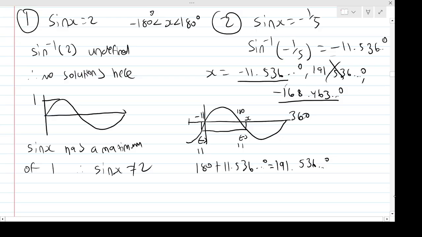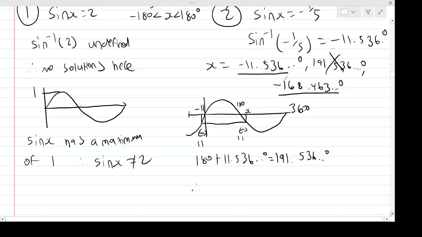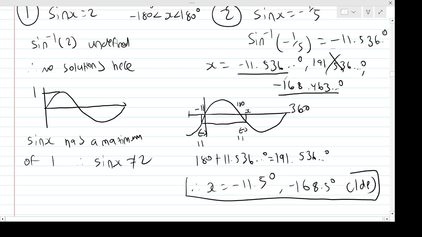There we are. So those are my two solutions then. So therefore x could be minus 11.5, I'm going to round it to one decimal place, or minus 168.5 to 1 dp. And there we are. Those are my two solutions then. And obviously, again, as a reminder, there are no solutions here. So overall, my solutions are just these two there. Okay.